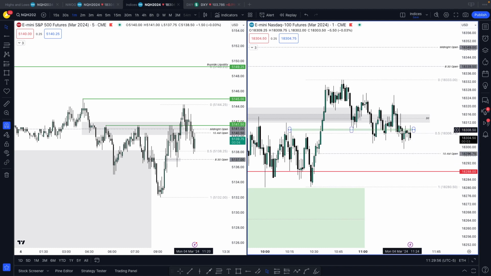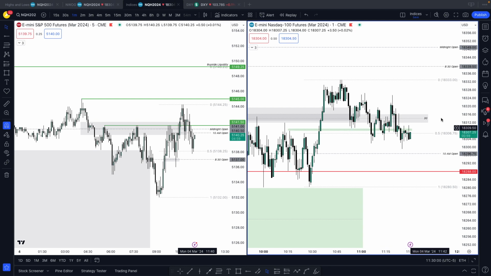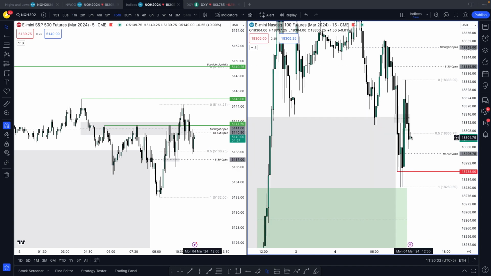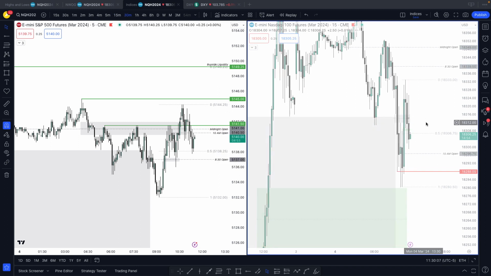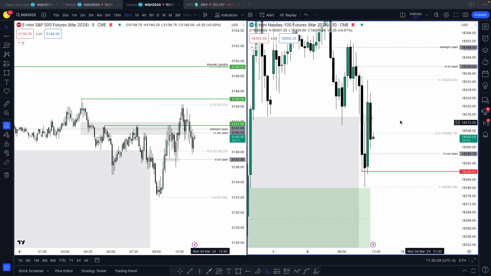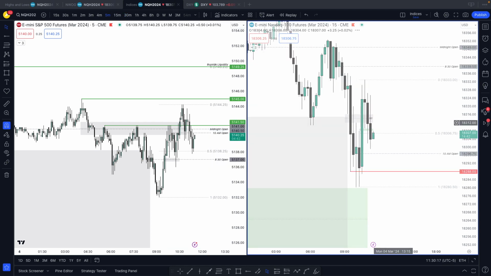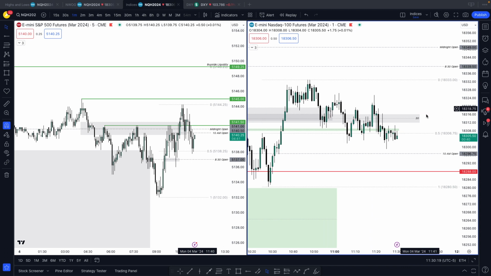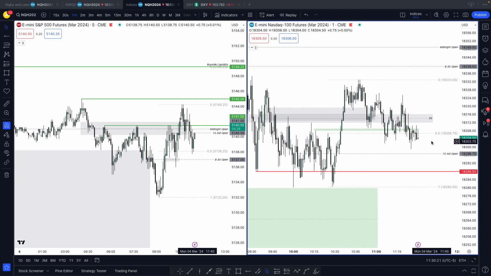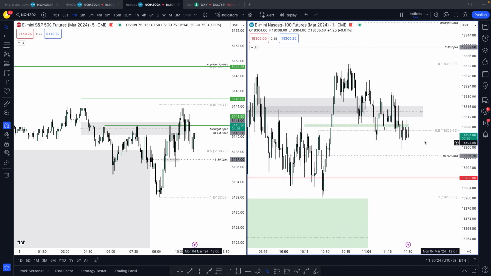Showing respect for that 15-minute BISI as inversion so far. Okay, and there we closed below it. So we closed back below, and we closed below the 30-minute as well. See that? Okay. So we can still remain in consolidation or go to lower prices at the moment until we see closure back above.